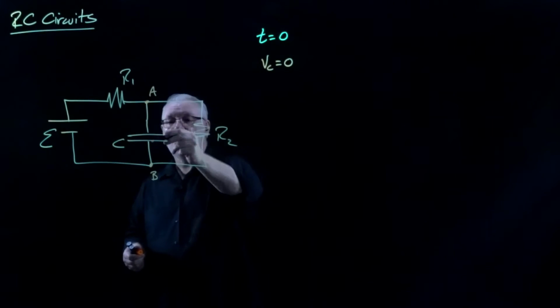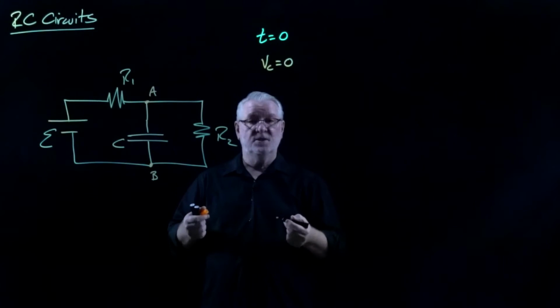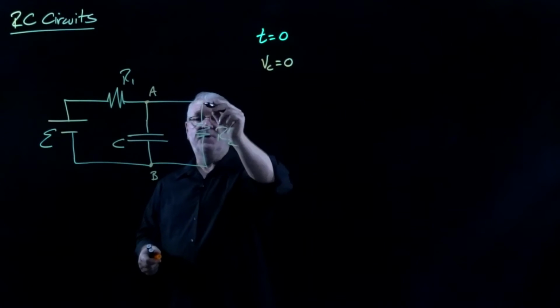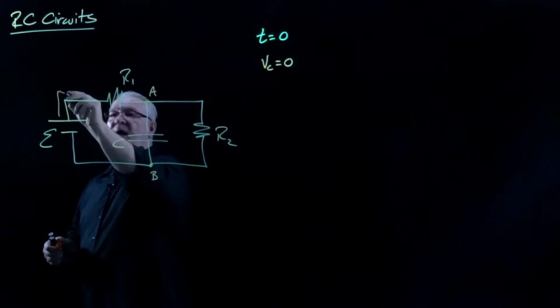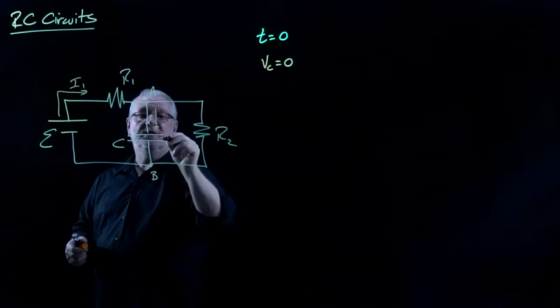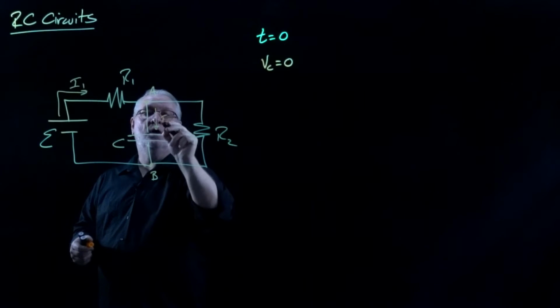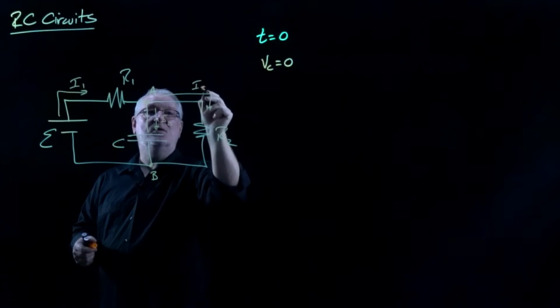And I already know that the voltage drop between A and B is going to be 0 because the capacitor is empty. That tells me something about this branch over here. There's going to be a current leaving the battery. We'll call that I1. There'll be a second current that's going to approach the capacitor. We'll call that I2. And there'll be a final current in the third branch called I3.